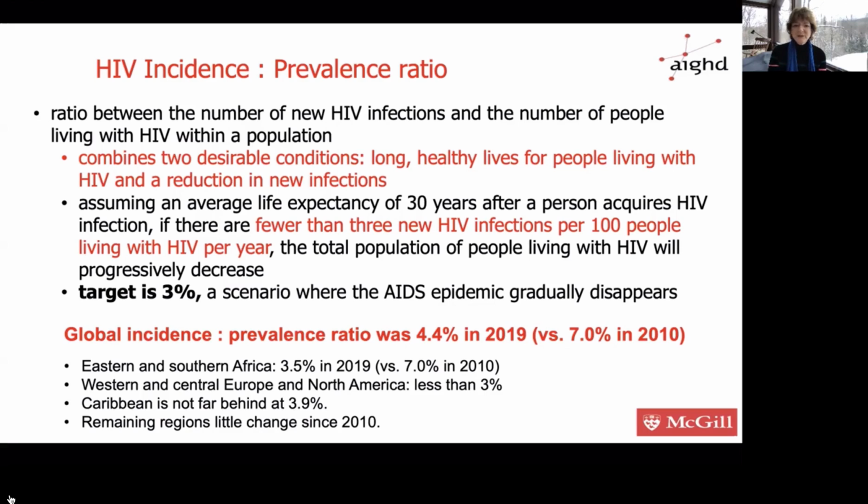So assuming an average life expectancy of 30 years after a person acquires HIV infection, and if there are fewer than 3 new HIV infections per 100 people living with HIV per year, the total population of people living with HIV will progressively decrease. So that's why the target is 3%, because that's a scenario where the AIDS epidemic gradually disappears. So globally, the incidence to prevalence ratio has fallen from 7% in 2010 to 4.4% in 2019.